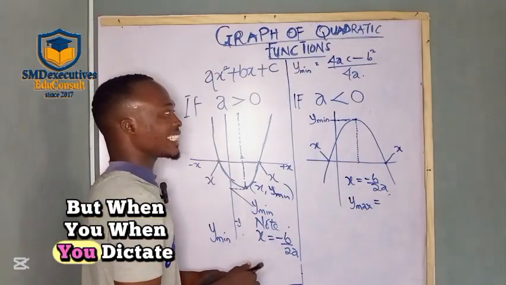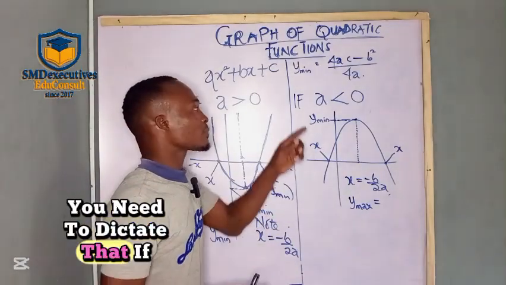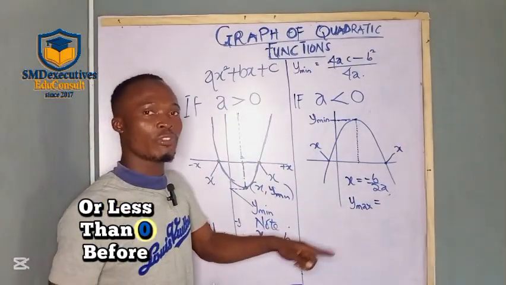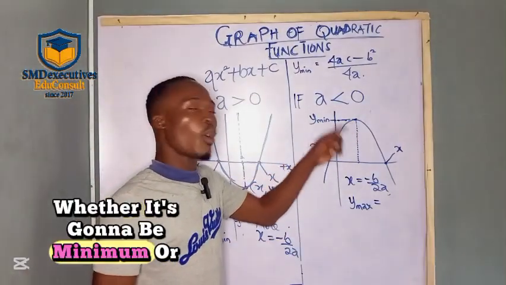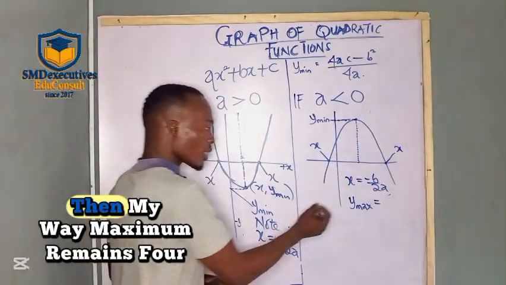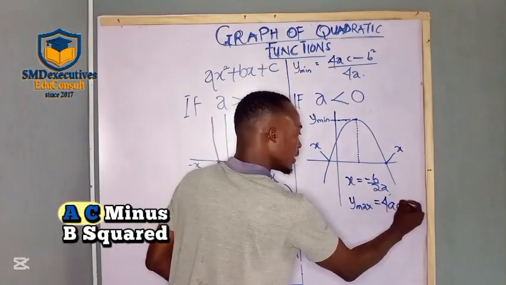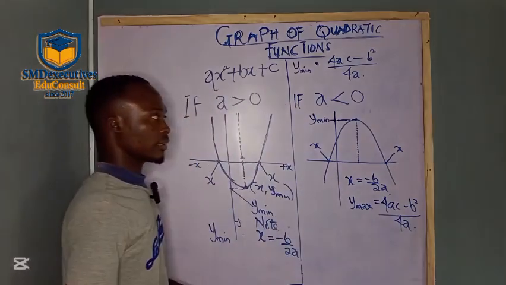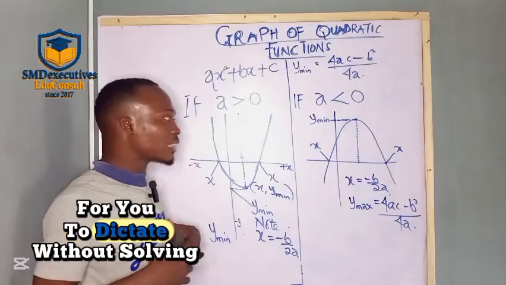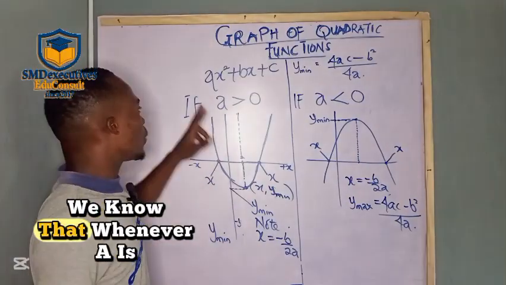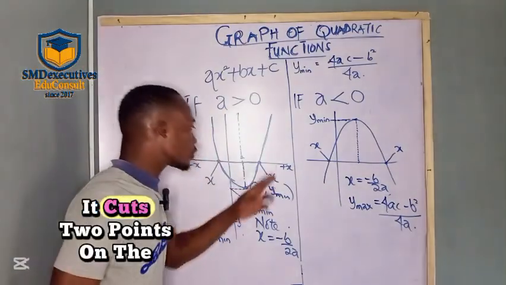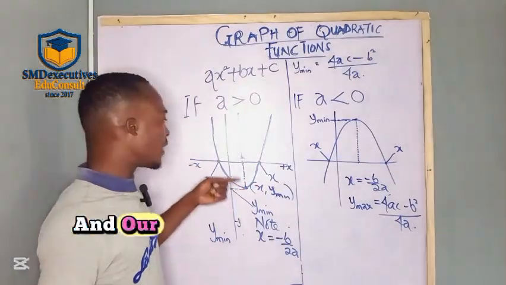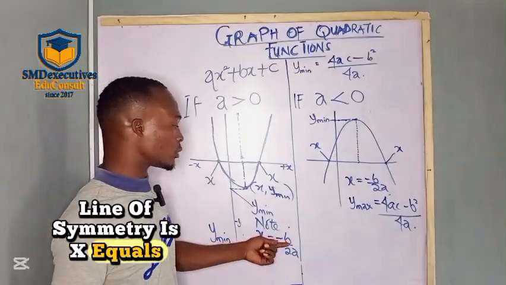But when you dictate, first you need to dictate whether your a was greater than 0 or less than 0 before you can determine whether it's going to be minimum or maximum. Then my y maximum is 4ac minus b squared all over 4a. So this is the nature of the graph for you to dictate without solving. We know that whenever a is greater than 0, it cuts 2 points on the axis there. Then also we have the minimum point, and our line of symmetry is x equals minus b over 2a.